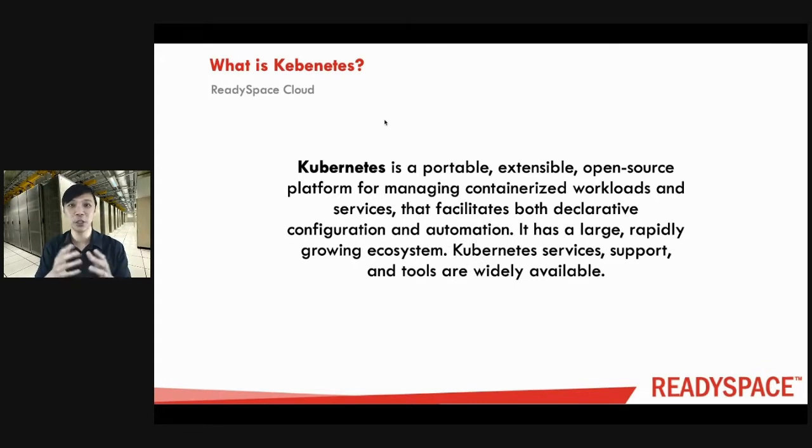So what exactly is Kubernetes? Kubernetes is a portable, extensible, open source platform for managing containerized workloads and services that facilitates both declarative configuration and automation. It has a large, rapidly growing ecosystem. Kubernetes services, support and tools are widely available. Is this confusing you? Well, Kubernetes in a nutshell is a platform that allows you to run your application with the least downtime and also allows you to scale your application in a super large, manageable way.